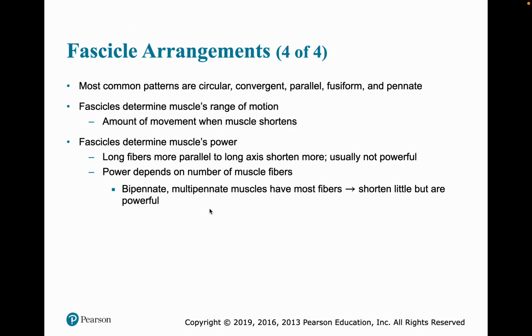Most common patterns, again, are circular, convergent, parallel, fusiform, and pennate. And those fascicles are going to determine the range of motion, which would be the amount of movement when the muscle shortens. The fascicles also determine a muscle's power. Long fibers, more parallel to a long axis, shorten more, and are usually not that powerful. Power is going to depend on the number of muscle fibers. So bipennate and multipennate muscles have the most fibers. They don't shorten as much, but they are very powerful.